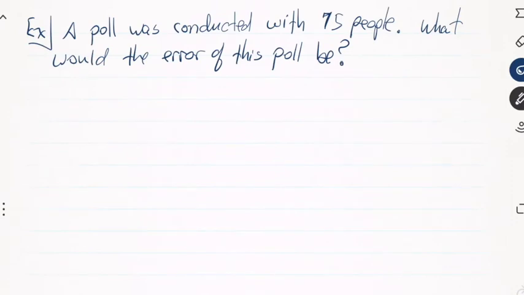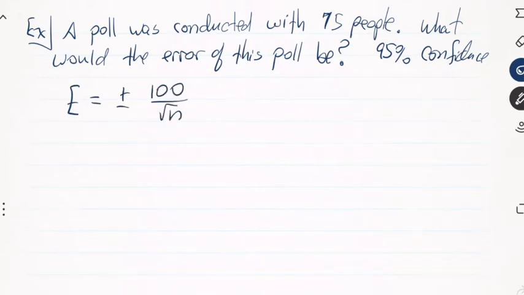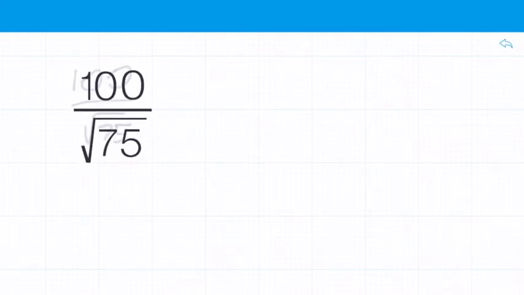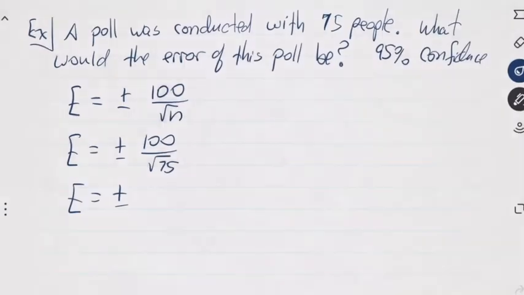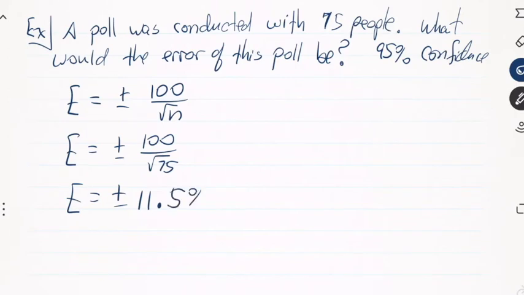So let's go back to our high school counselor that surveyed 75 of the seniors in the high school. If this poll was conducted with 75 people, I want to know what the error of the poll would be. And this is, of course, with 95% confidence. I might as well write that in, 95% confidence, since the formula was based on 95%. So our formula, the error is equal to plus or minus 100 over the square root of n, becomes plus or minus 100 over the square root of 75. So we would expect the error of this poll, as small as it is, to be rather large. So 100 divided by the square root of 75 is 11.5. So this is 11.5% error.